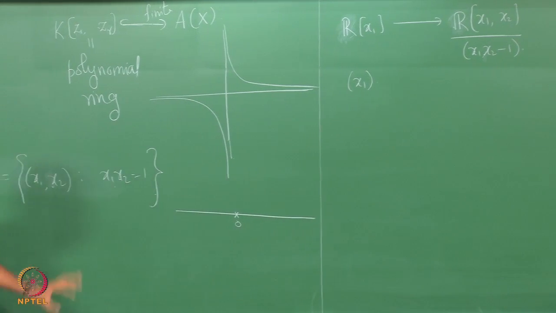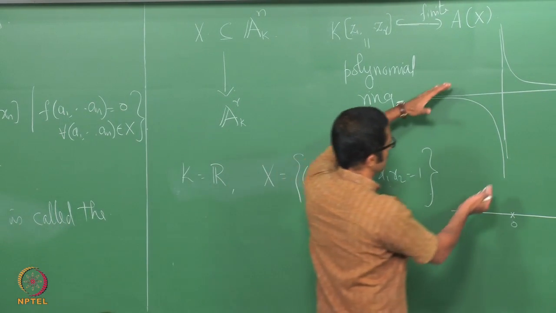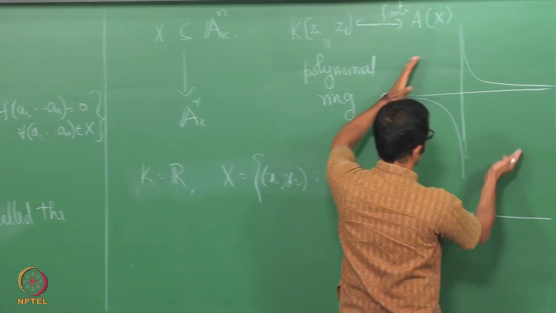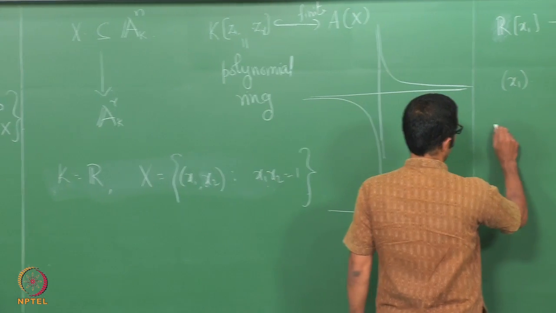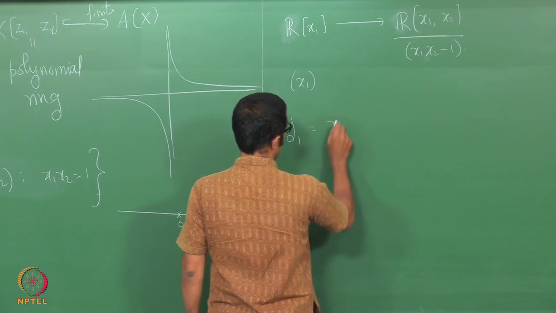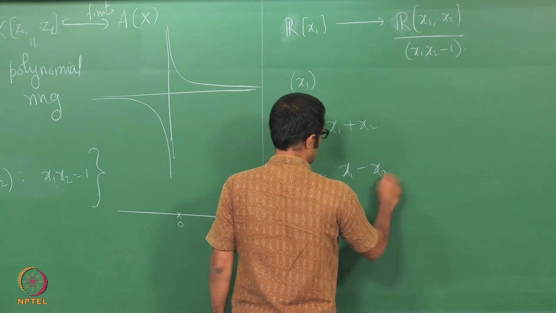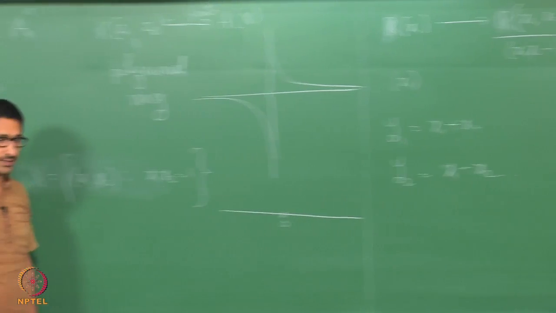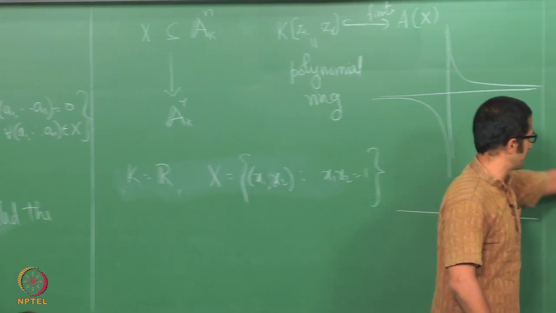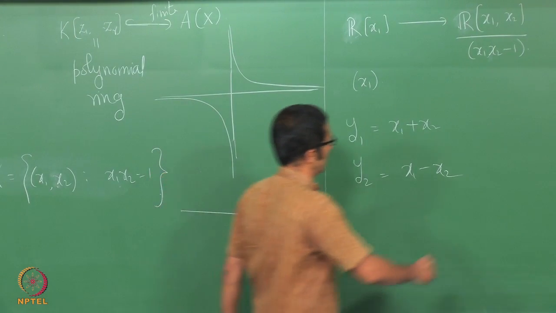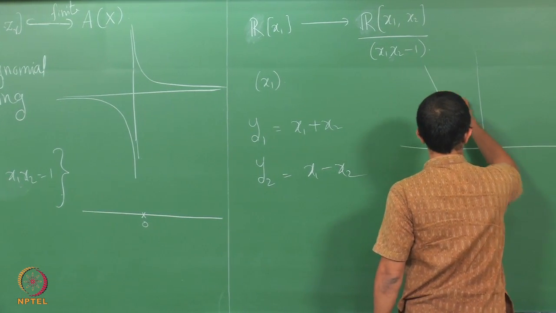Now, we do a small trick here, everything remains the same. I do a twist here, I just change my axes. Instead of the standard axes I change my axes to take y1 equal to x1 plus x2 and y2 equal to x1 minus x2. When I make this transformation, the variety becomes like this.